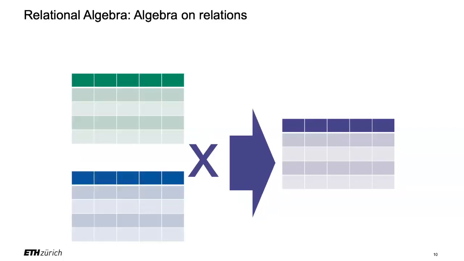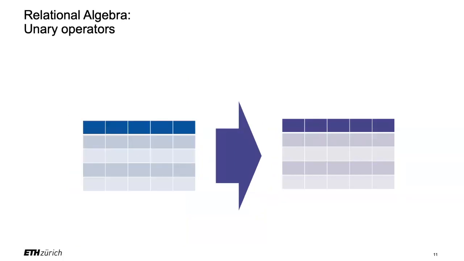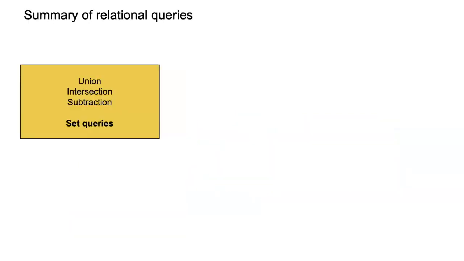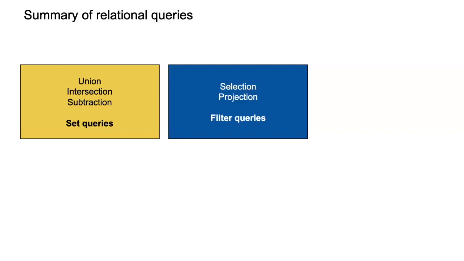So this is here a binary operator because it takes two tables and creates one table out of it. This is a unary operator because it takes one table, creates one table, right? So it depends on the number of inputs, binary. So what are we going to have in this mathematics of tables? We'll have set queries, set operators. So union, intersection, subtraction. Of course, I'll go into details of all of that.